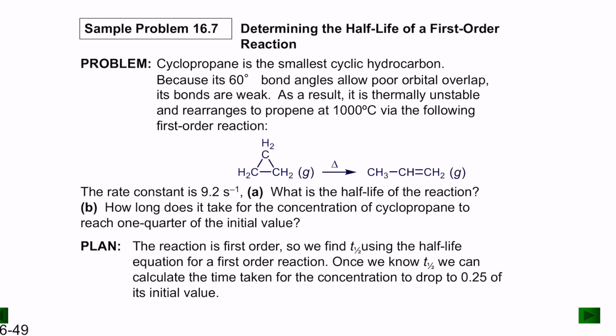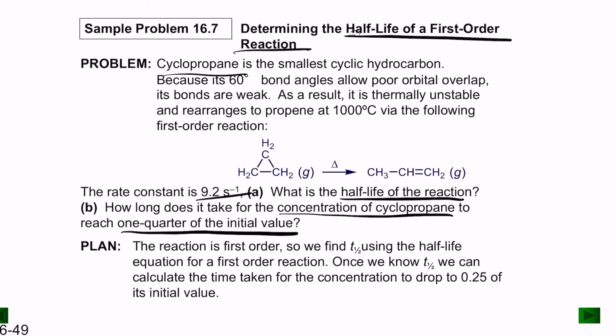Next, let's try to determine the half-life of a first order reaction. What is given here? Cyclopropane is the molecule they've given. They've given that the rate constant is 9.2 per second. What is the half-life of the reaction? And second, how long does it take for the concentration of cyclopropane to become 1/4 of its initial value?